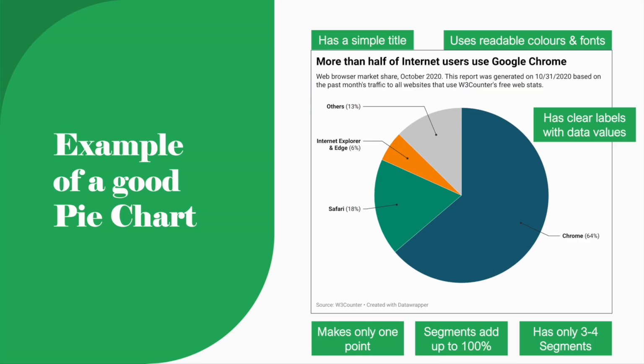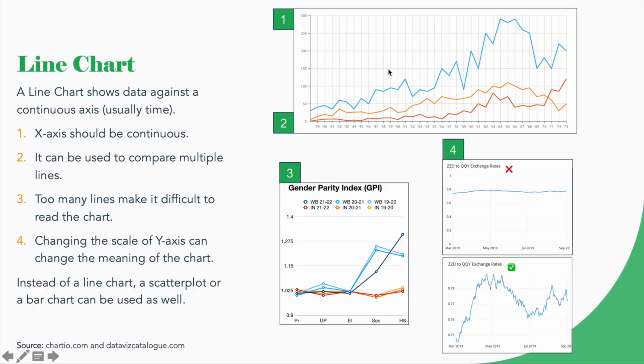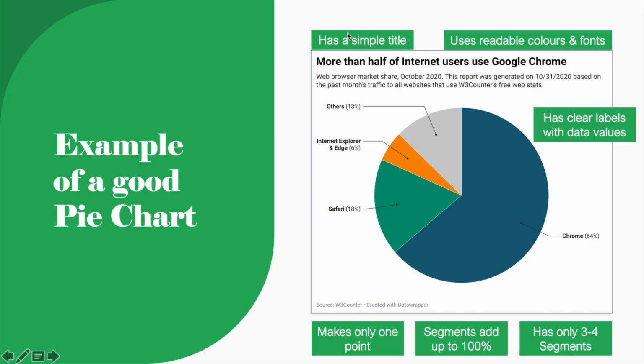Now here's an example of a good pie chart. Now why is it a good chart? You see, it clearly shows here. It has a simple title. The title gives you a key takeaway. The title says more than half of internet users use Google Chrome.